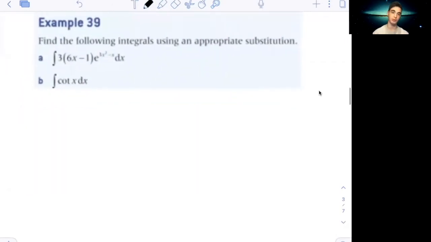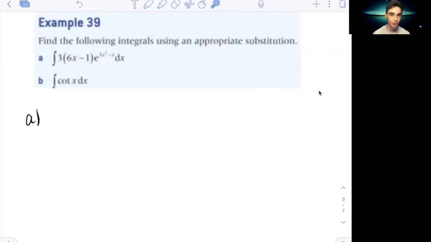This is actually an A and B problem. Find the following integrals using an appropriate substitution. Okay, so let's start with A. We have the integral of 3 times (6x minus 1) times e to the (3x squared minus x) dx. Okay, so there are a couple special parts. I would say that this is a special part and this is a special part.